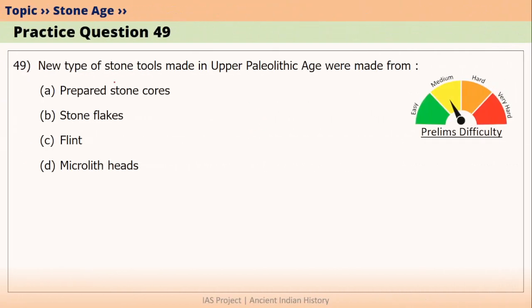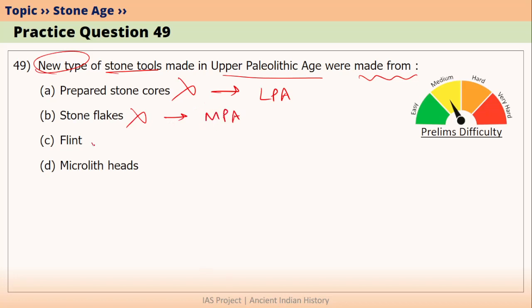The next question is, new type of stone tools made in Upper Paleolithic age were made from. Let's look at the options. Prepared stone cores is false because prepared stone cores were used to make tools in Lower Paleolithic age. Stone flakes is also false because stone flakes were first used to make stone tools in Middle Paleolithic age. Flint is the correct answer because people for the first time used flint stones to make new stone tools in Upper Paleolithic age. Microlith heads is also wrong because microlith heads only came in Mesolithic age. They did not exist during Upper Paleolithic age.